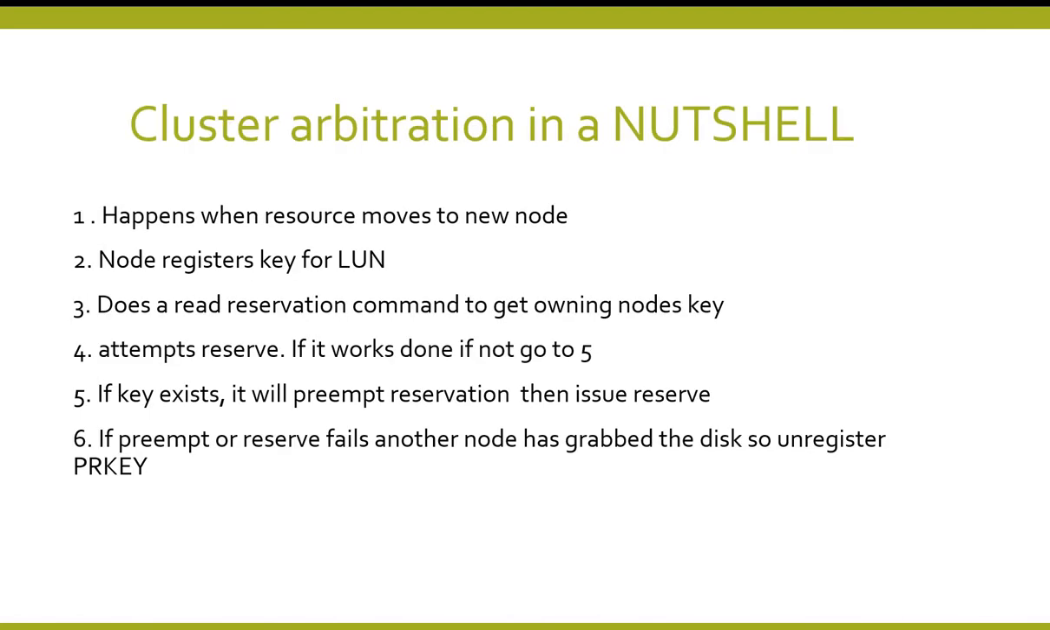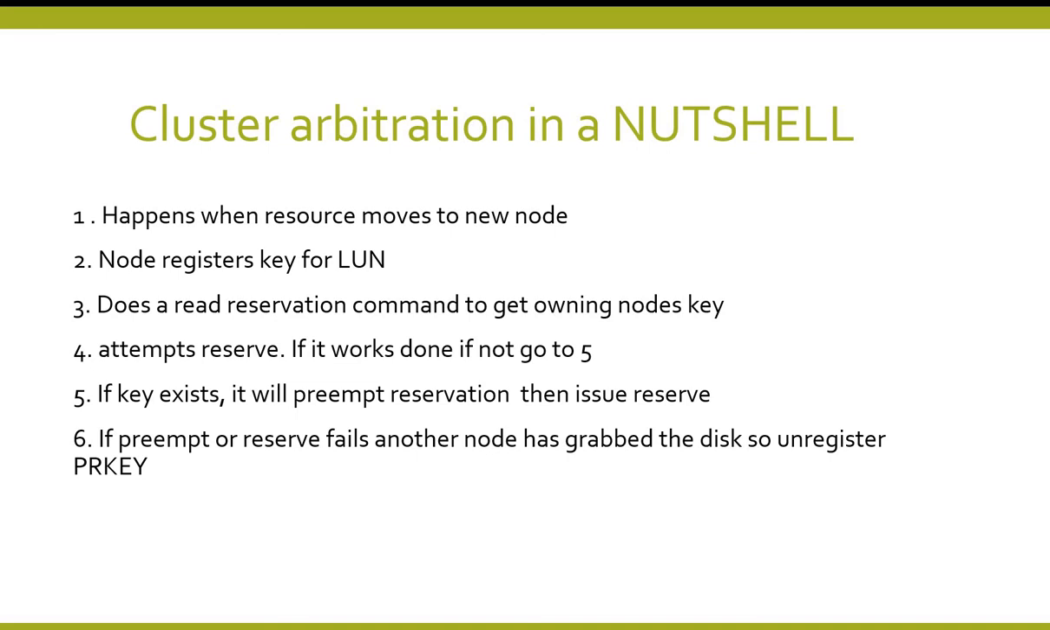This is cluster arbitration in a nutshell. When a resource moves to a new node, the node will register a key for the LUN. It does a read reservation command to get the owning node's key. Then it attempts to reserve. If that works, you're done. If the key exists, it will preempt the reservation and then issue a reserve. If the preempt or reserve fails because another node has grabbed the disk, we'll unregister the PR key. So on the disk there'll be only one registration and one reservation holder.